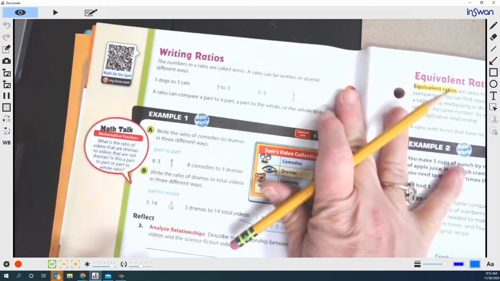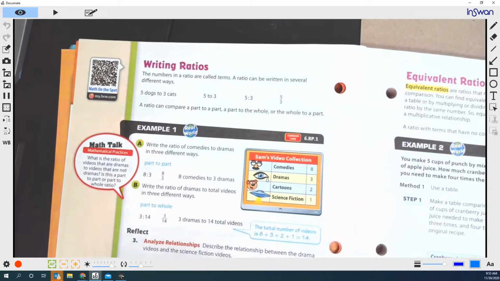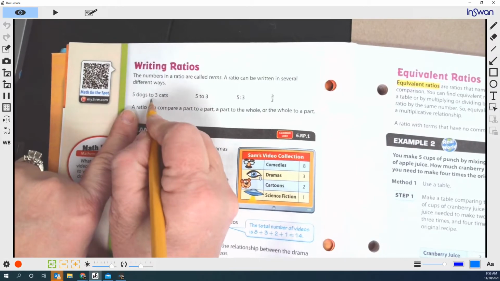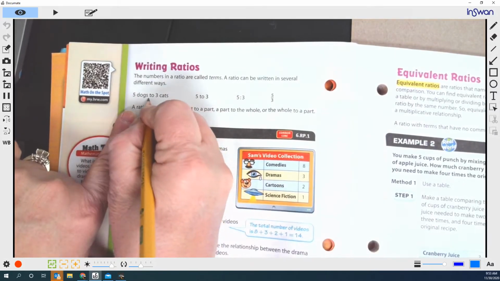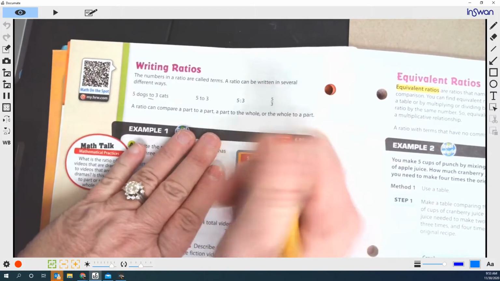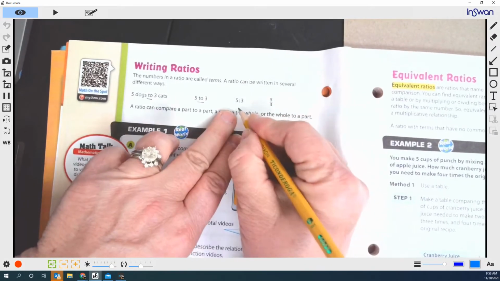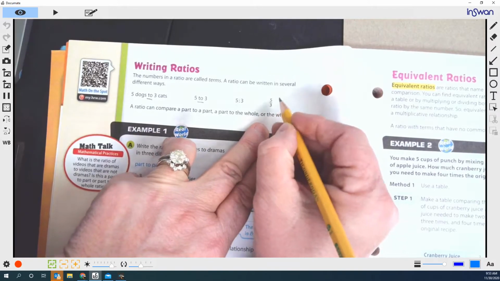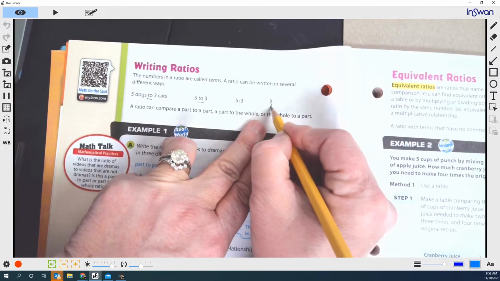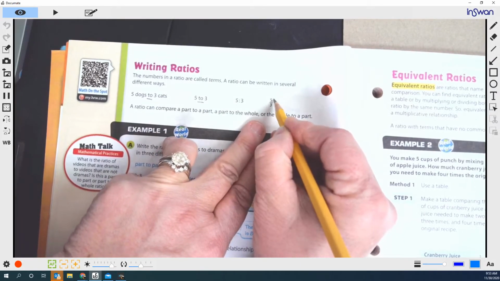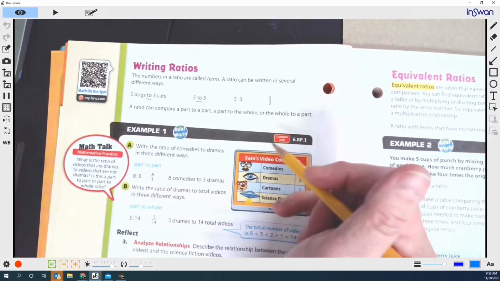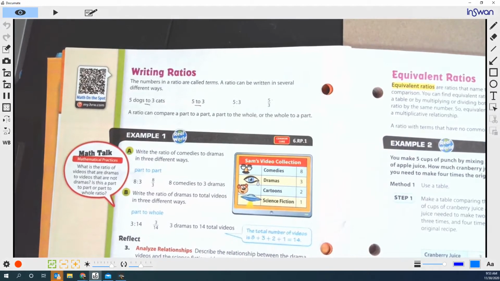When you write ratios, a ratio can be written several different ways. You could say 5 dogs to 3 cats using the word to. You could say 5 to 3. This colon in between is the same thing as 5 to 3, or you can express it as a fraction with 5 over 3. The top number is the first number, the bottom number in the fraction is the second number. A ratio can compare a part to a part, a part to a whole, or a whole to a part.